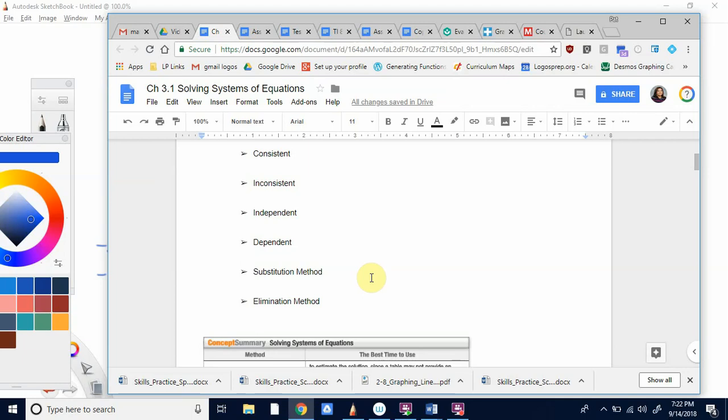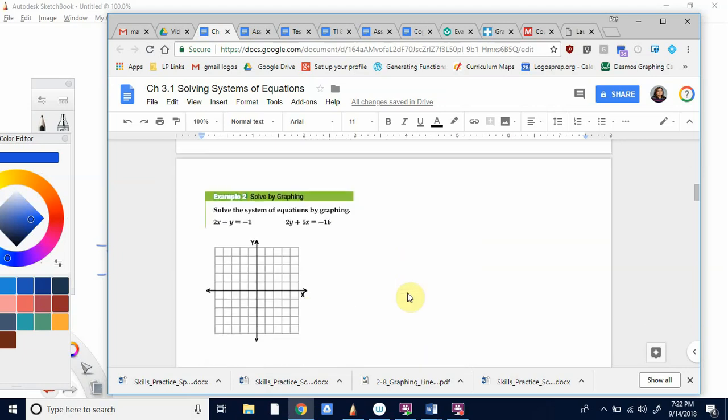Independent says it has exactly one solution. Not infinite, not two, not three, exactly one. Dependent says it has infinite solutions. Okay, so let's look at our example from here.